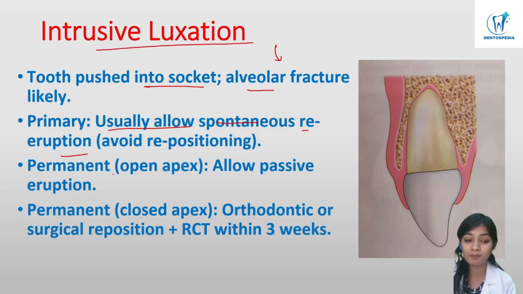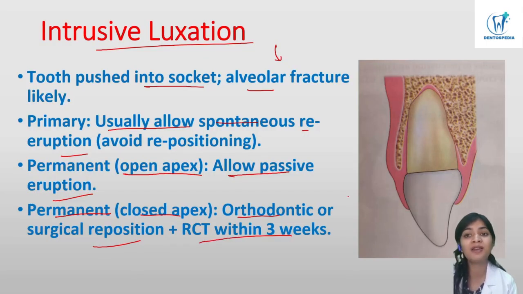If the tooth is permanent with an open apex, then you have to allow passive eruption. Understand? If the tooth is permanent with a closed apex, then you have to do orthodontic or surgical repositioning. Then you have to do RCT within 3 weeks. Are you getting the point? So this is intrusive luxation.